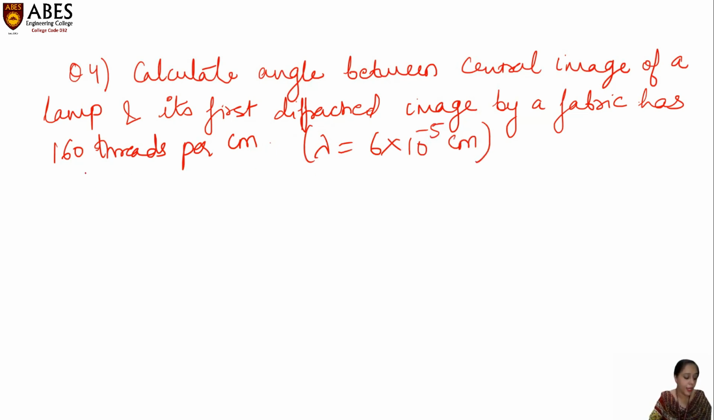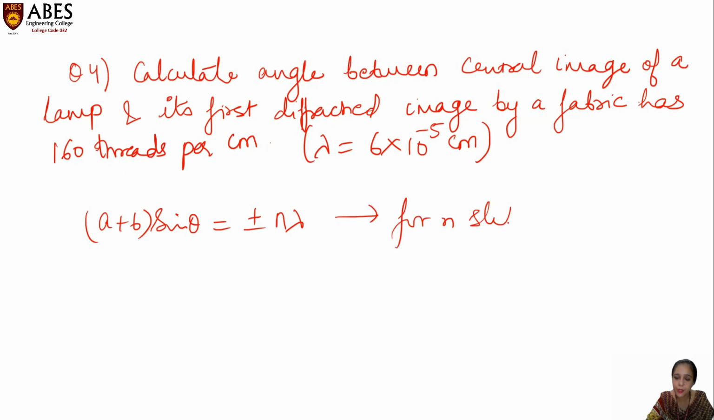Now we have to find angle for grating. So for grating, the formula we have is (a + b) sin θ = ± nλ. This is for grating. For N slit, this is the condition for maxima. For single slit, the condition for minima will be slightly changed. It is not going to have this factor of b. So it will be a sin θ = ± nλ for single slit.